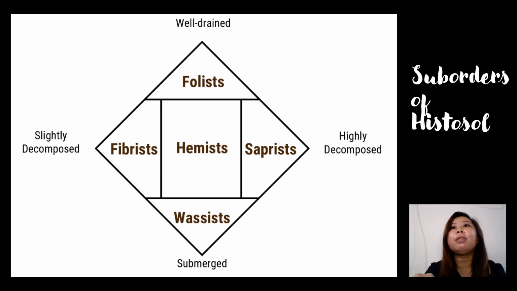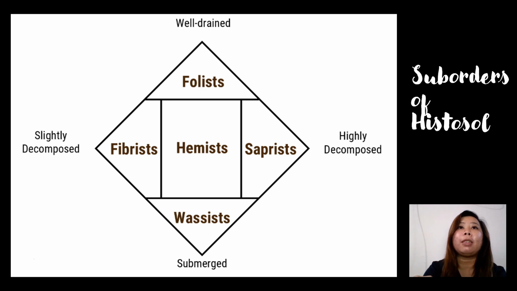And last but not the least are the suborders of histosols. Folists are soils that are more or less freely drained and that consist of horizons derived from leaf litter, twigs, and branches resting on bedrock or on fragmental materials. And then fibrists. This soil contains wet and slightly decomposed organic materials. For the hemists, these are composed of wet and moderately decomposed organic materials.